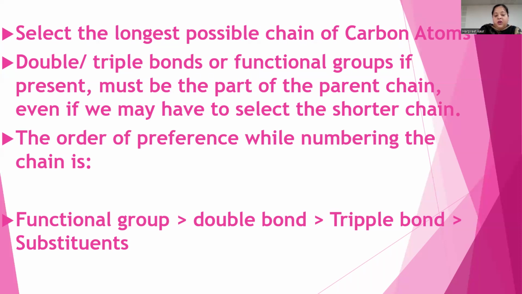And while numbering, the order of preference is: functional group is preferred over double bond, is preferred over triple bond, and triple bond is preferred over substituents. Like if the functional group is present in any name, then the numbering will start from the side where the functional group gets the lowest number. If functional group is not there, or from the two sides of the chain the functional group gets the same number, then the next preference is given to the double bond. If double bond is not there, then the next preference is to the triple bond, and then finally to the substituents.